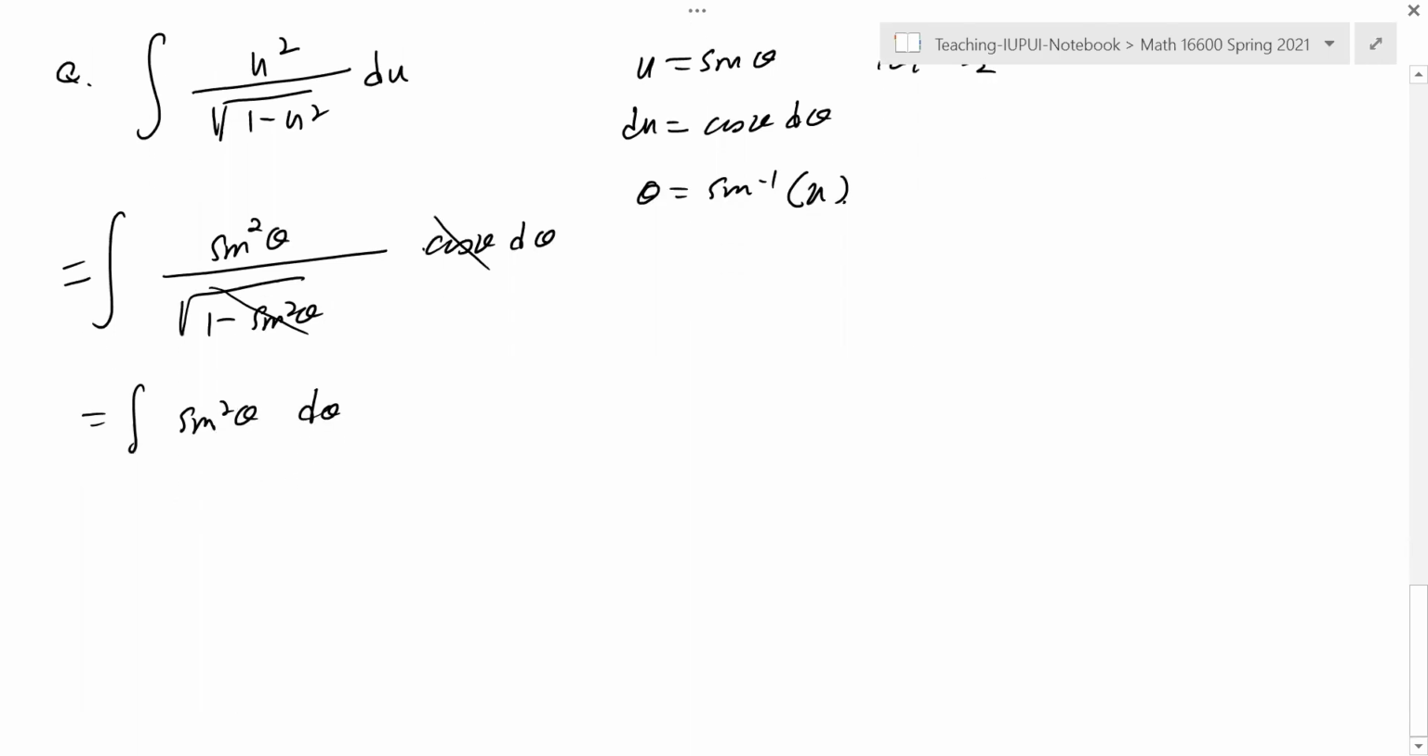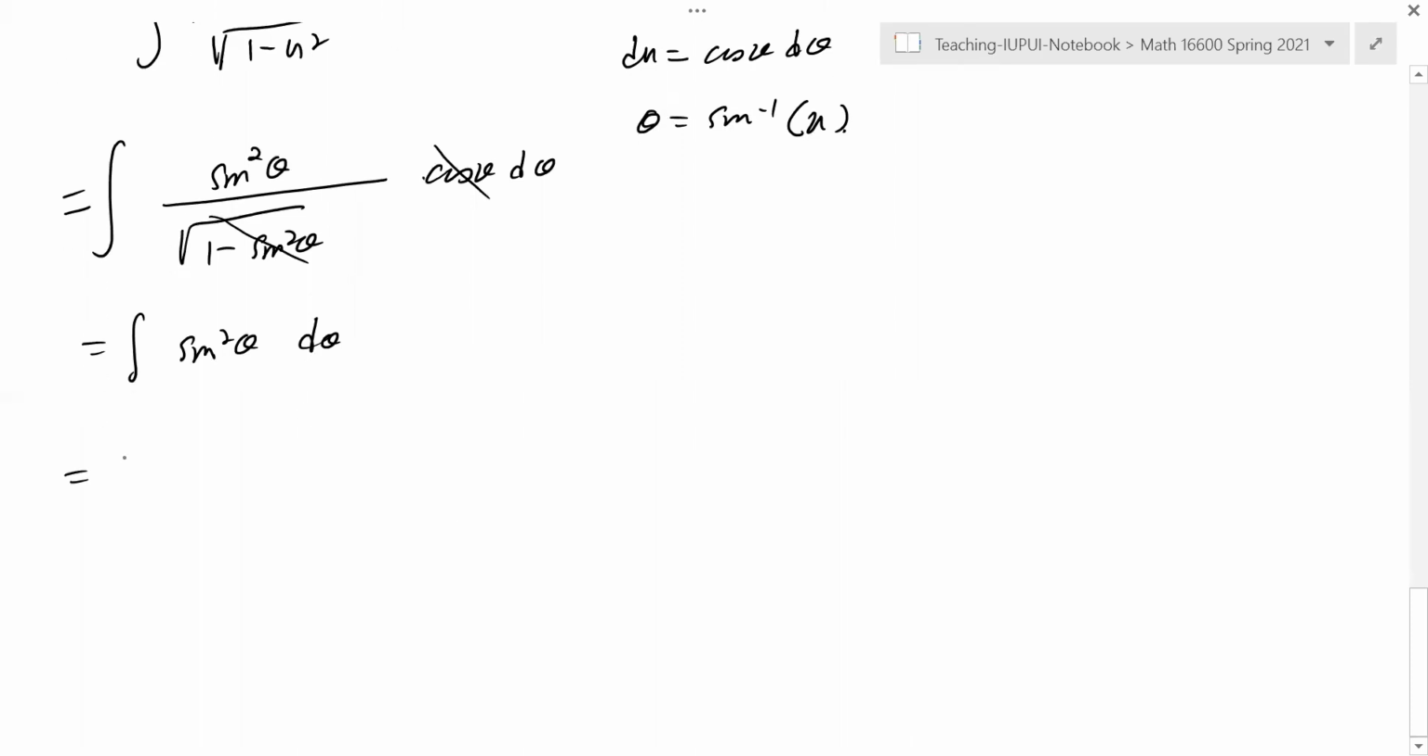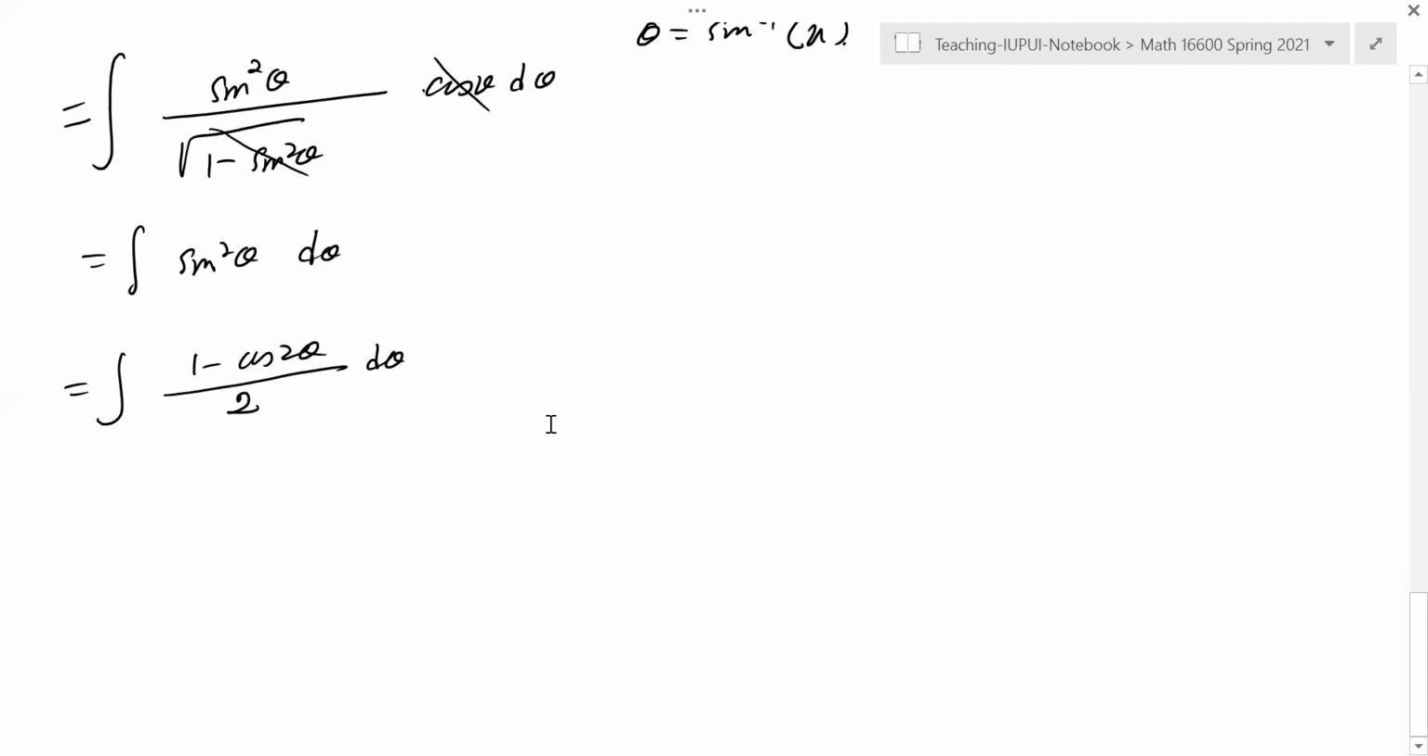It's not too bad, right? How do you do that, right? We did it many times. It's going to be the integral of 1 minus cosine 2 theta, over 2, d theta, right? And then the antiderivative: half is half of theta, and the antiderivative of cosine 2 theta is sine 2 theta divided by 2, then it's over 2, and plus constant.